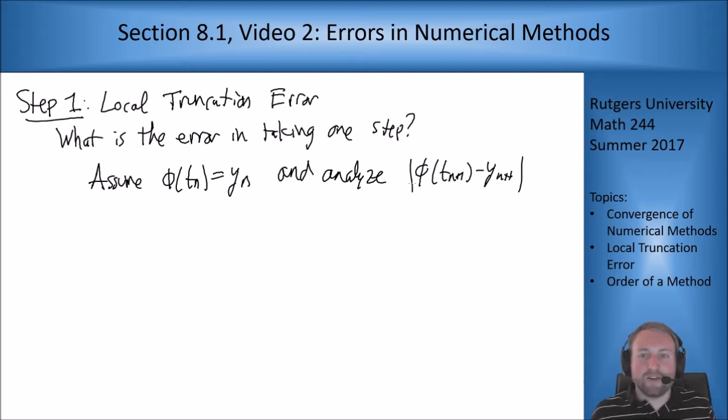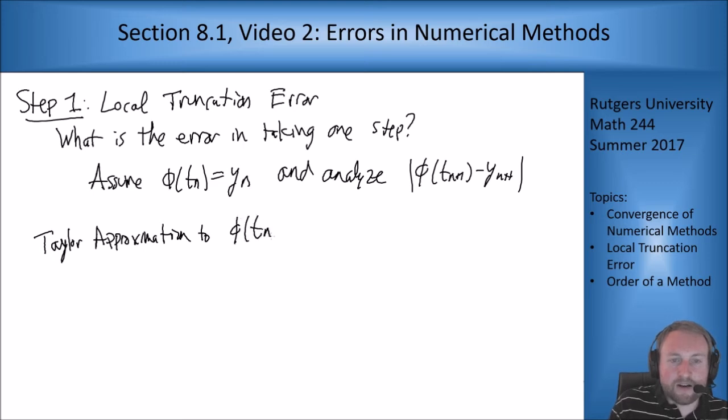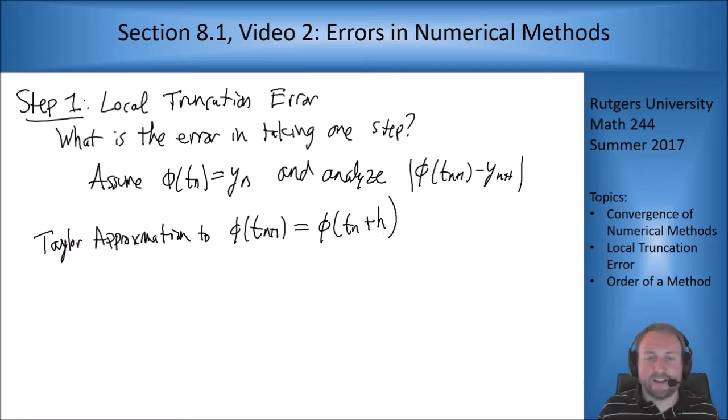Now what I want to do is look at Taylor approximations. So do a Taylor approximation to phi of tn plus 1, which we know is phi of tn plus h, because of our consistent step size we've chosen.